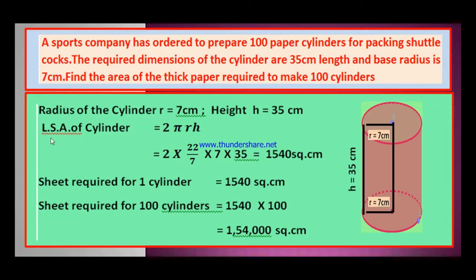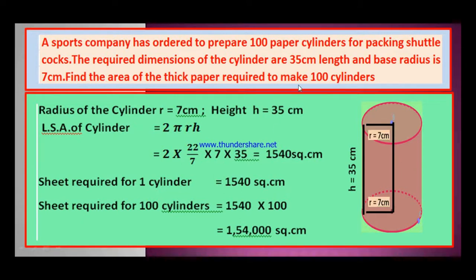Now again, let us find the LSA of the cylinder. The lateral surface area of the cylinder is equal to 2 pi r h. That is 2 into pi value 22 by 7, into r value 7, into h, which is 35. You can cancel 7 and 7. 2 into 22 is 44, 44 into 35 is 1540 square centimeters. It is the lateral surface area of the cylinder, or the sheet required to make one cylinder, equal to 1540 square centimeters.